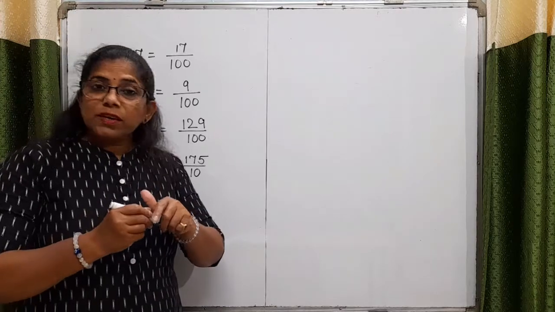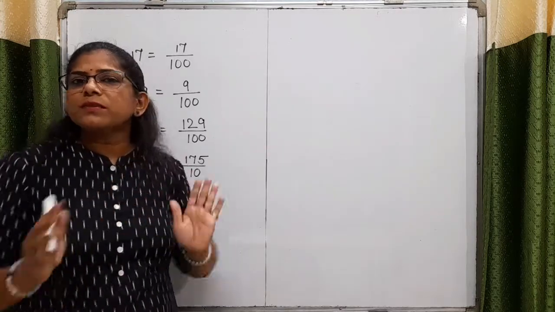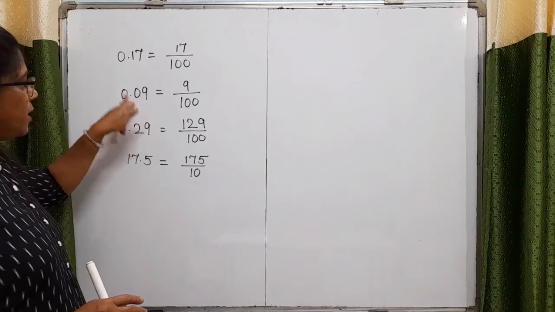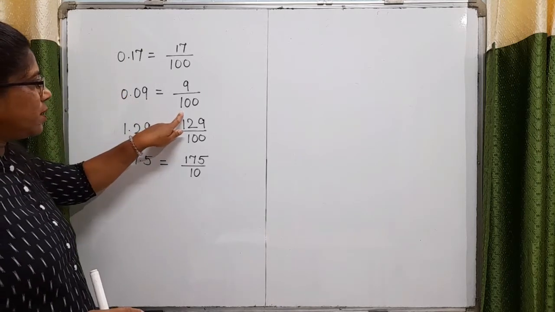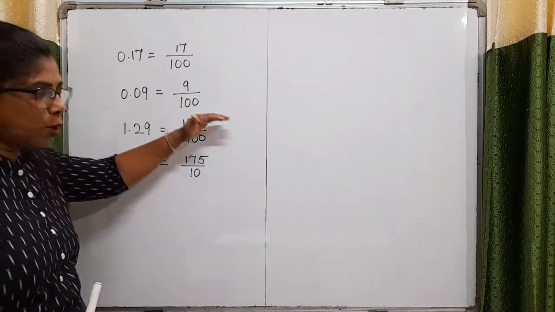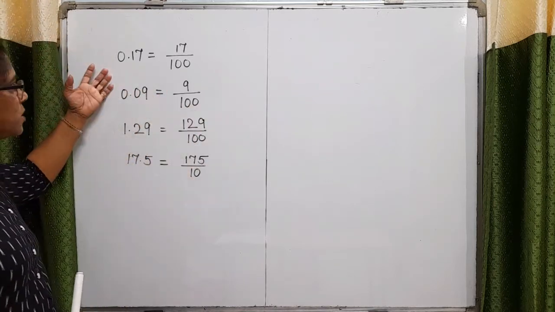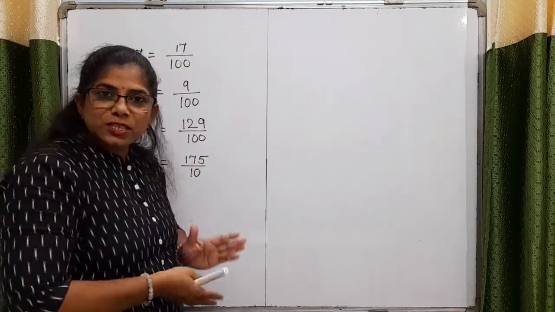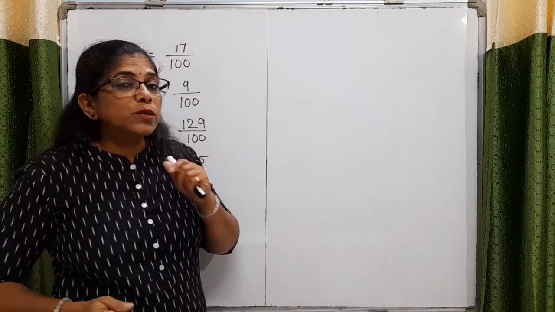Converting decimal to fraction is very simple. Just check the number of digits after the decimal point, and accordingly write the denominator. If it is 1 digit after the decimal, the denominator is 10. If we have 2 digits after the decimal, the denominator is 100. If we have 3 digits after the decimal point, the denominator is going to be 1000.